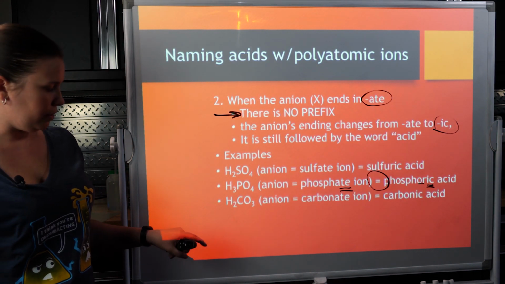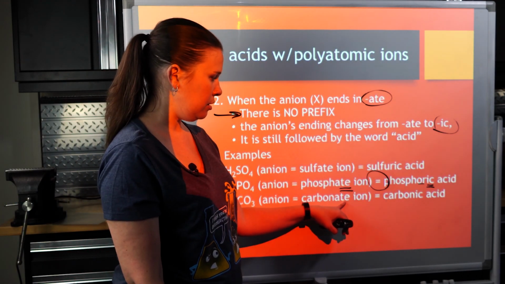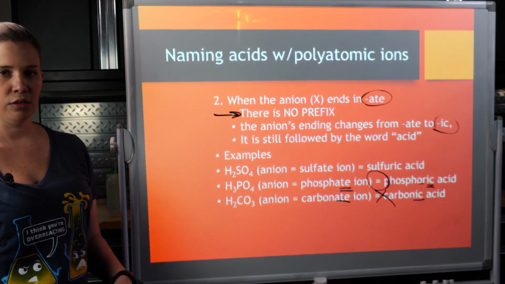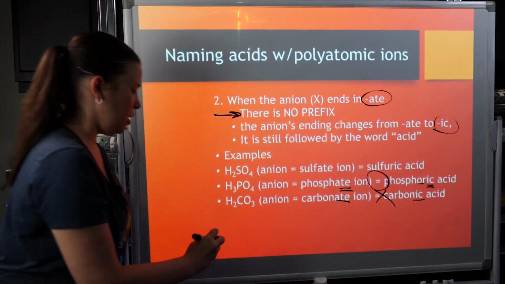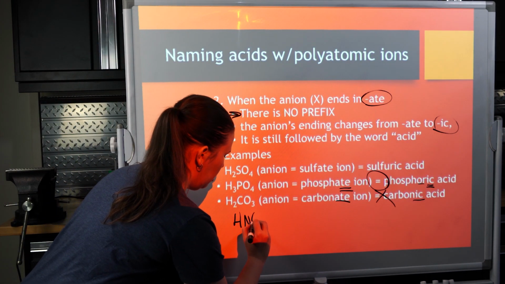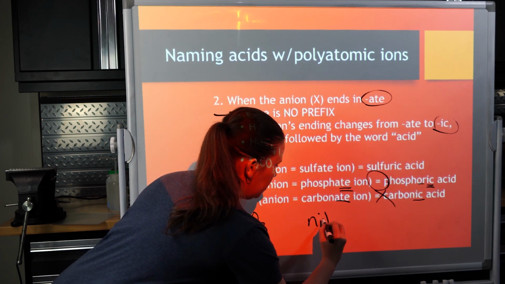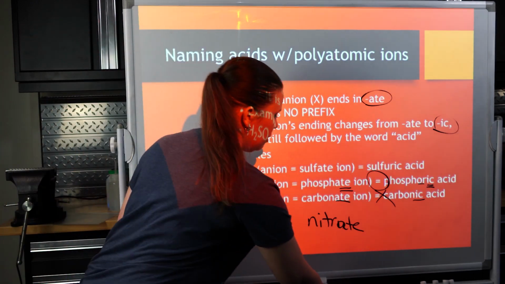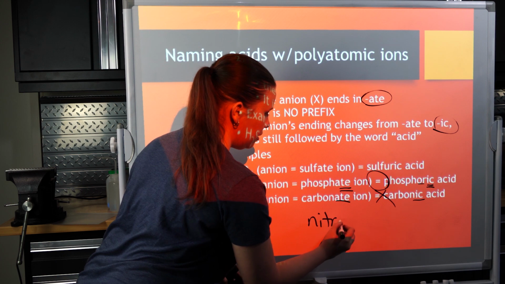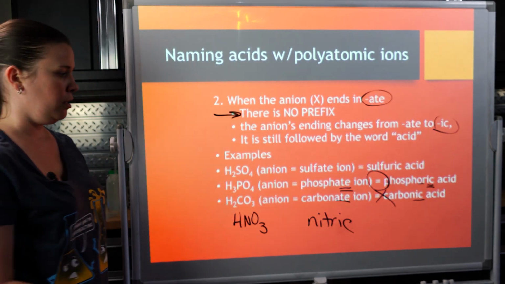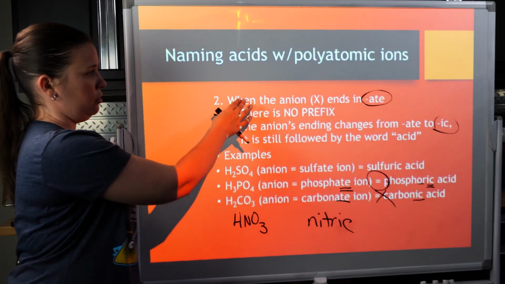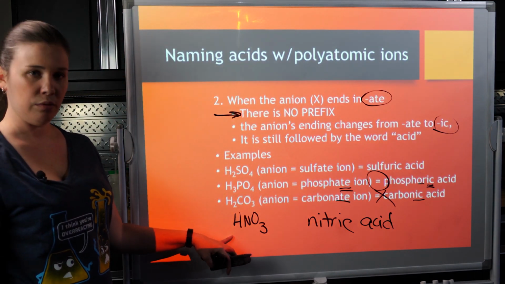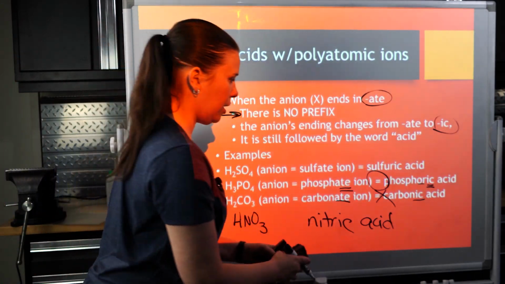Next one, our carbonate ion. So carbonate would end in ATE, and so instead of ATE, we're going to use the IC. Notice again, no prefix, just carbonic acid. Let's try nitric acid together. HNO3. So it would be nitrate, but instead of ATE, I'm going to replace that with IC, nitric. Should I have a prefix? Not with the ATE, but I do need to remember the word acid. So HNO3 would be nitric acid.